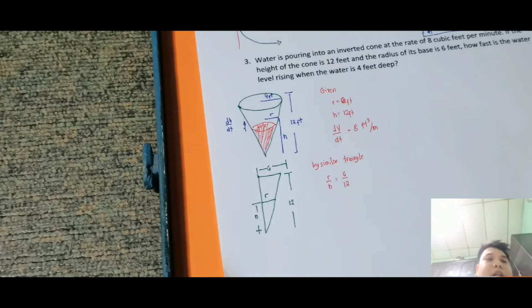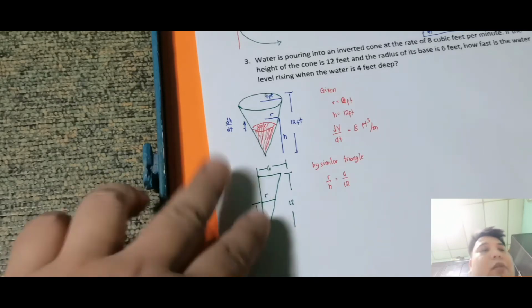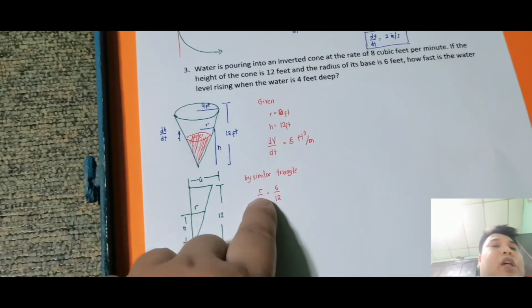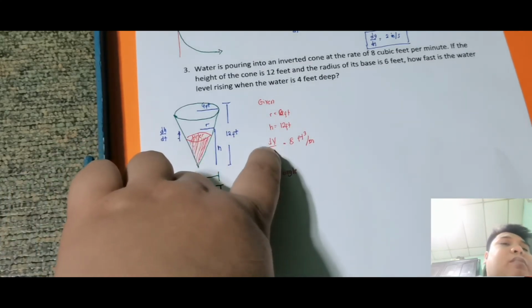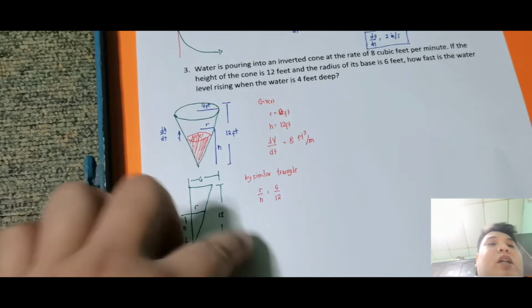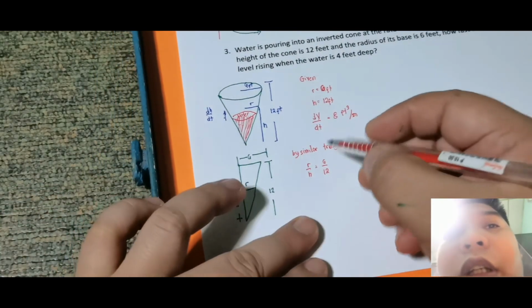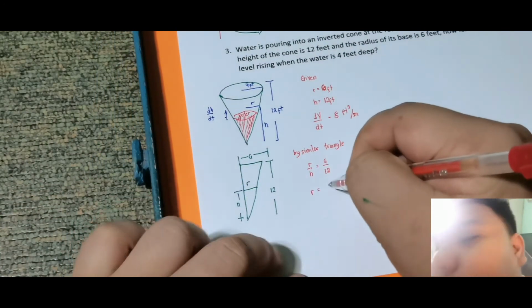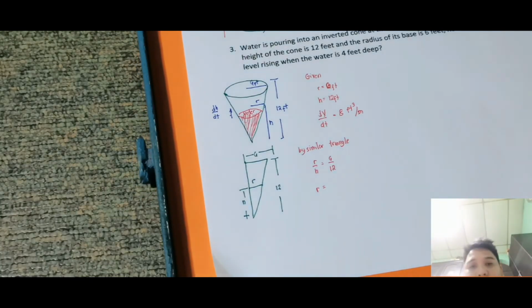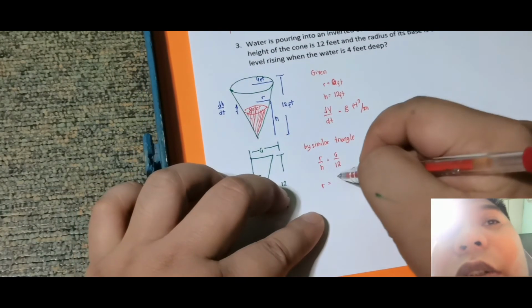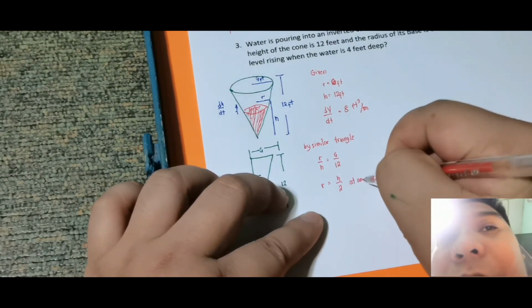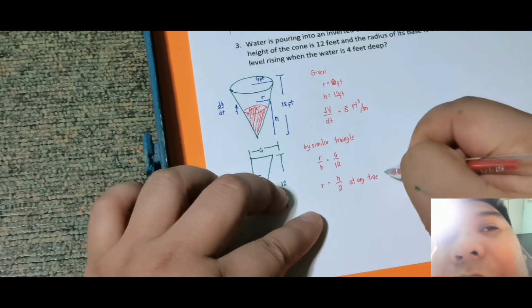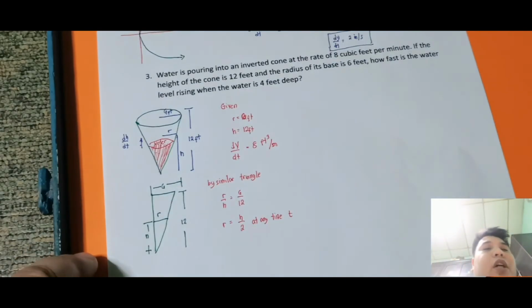So by similar right triangles, ang goal natin is hanapin yung value ng R in terms of H. Kasi nga, sir, bakit mo kailangan hanapin yung value ng R in terms of H? Kasi wala tayong change of R na given. Meron tayong change of V, pero ang gusto natin hanapin, change of H lang. So R is just equal sa 1/2 times H, so this is just H over 2, at any time T. So meron tayo R is equal to H over 2.